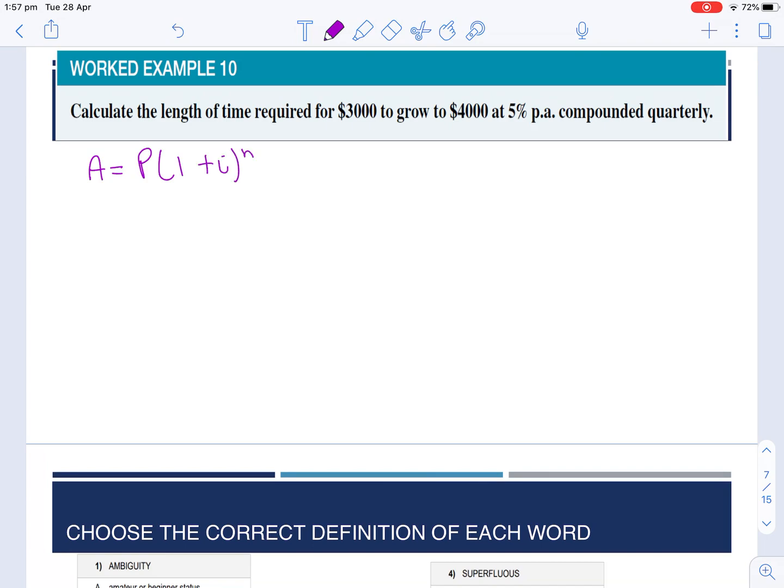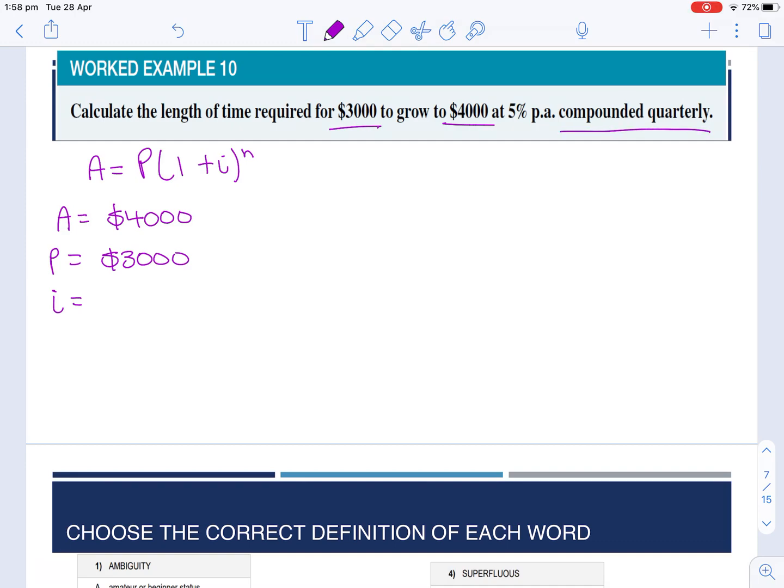Future value equals our present value, bracket 1 plus interest rate, close bracket, to the power of n. All right, we're going to identify all of our information. They have given us our future value. Future value is $4,000. Our initial value is $3,000. Our interest rate is 5% per annum. However, it says that it's compounding quarterly.